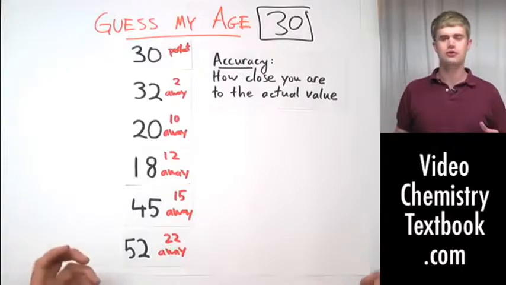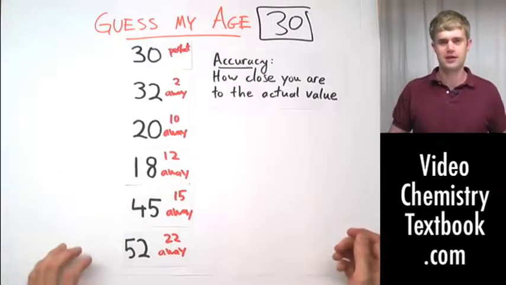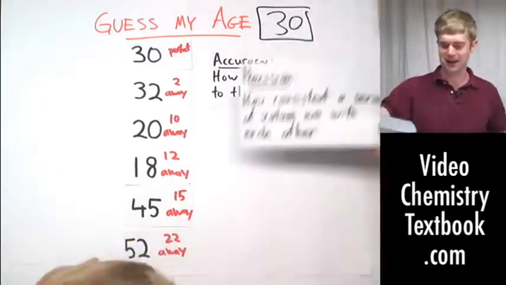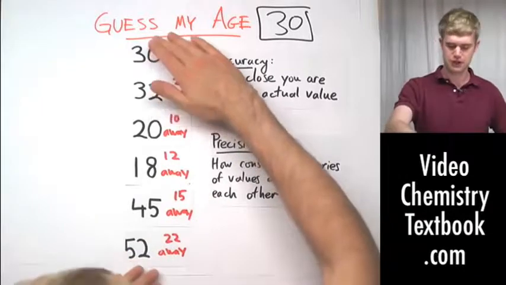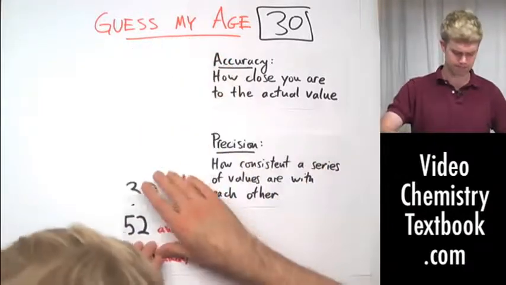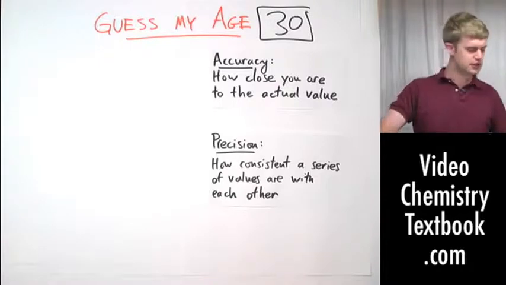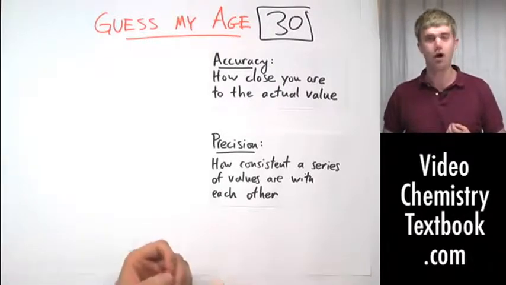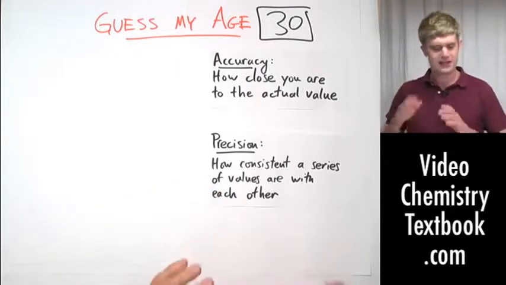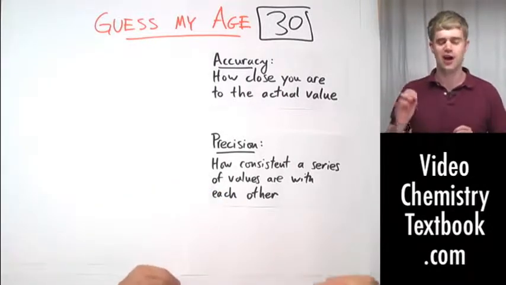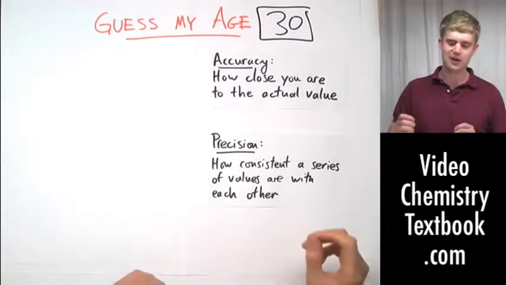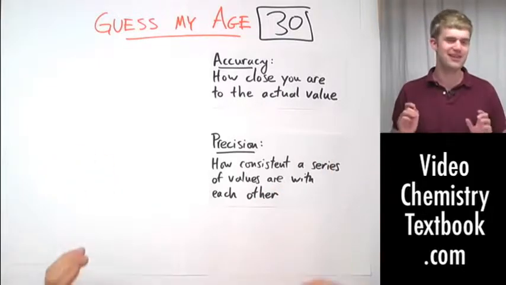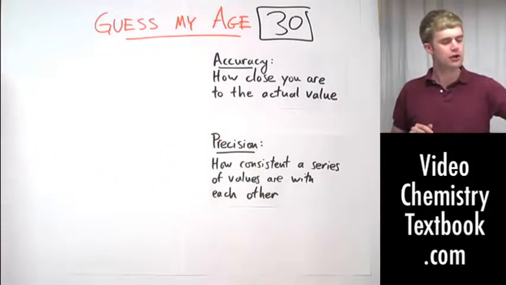Now, there's another term that's not going to win you any prizes at a state fair, and that's called precision, but it's just as important. So, precision is about how consistent a series of values are with each other. And it has nothing to do with whether those values are right, whether they're accurate, doesn't matter how close they are to the actual value. Let me show you what I mean.